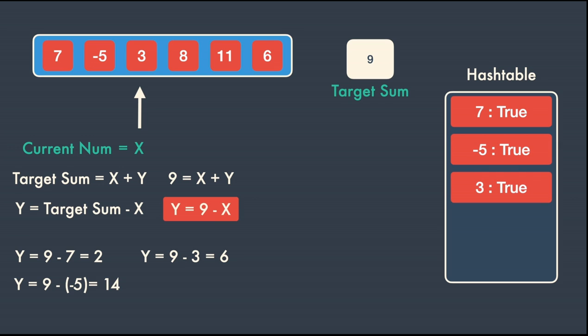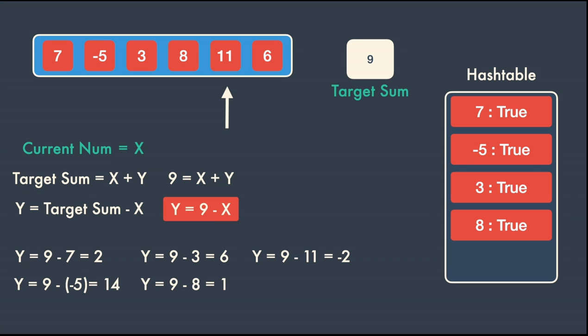And move on to the next element in the array, in this case 8, and we do the same thing. We solve for y. So 9 minus 8 is equal to 1. And now we check if 1 is in our hash table. No, it's not. Then we store 8 in the hash table. And do the exact same thing to the next element, which is 11, and check if the result of 9 minus 11, which is -2, is present in the hash table, and unfortunately it's not. So we're going to have to store 11 in the hash table.